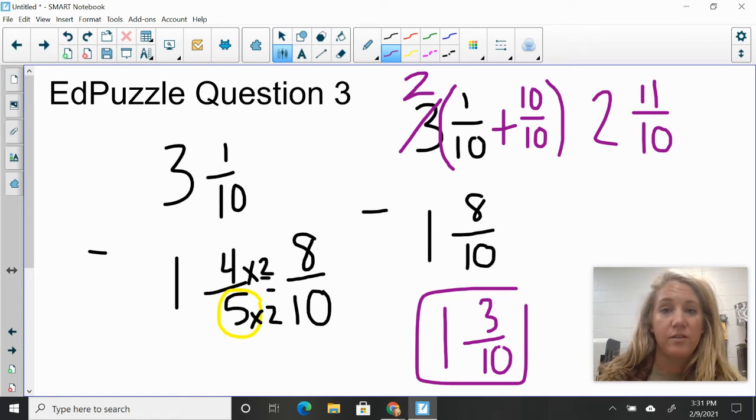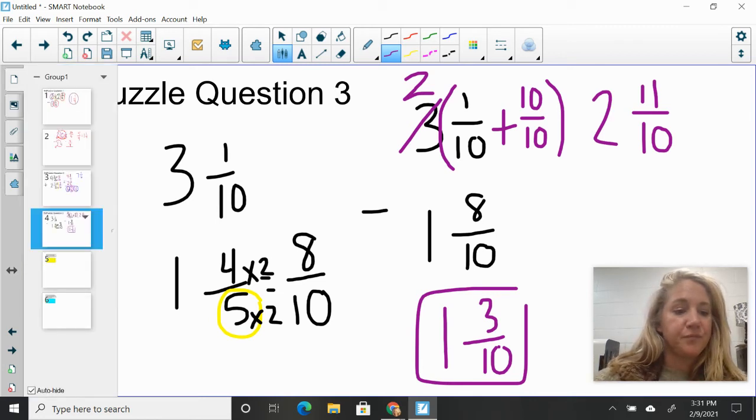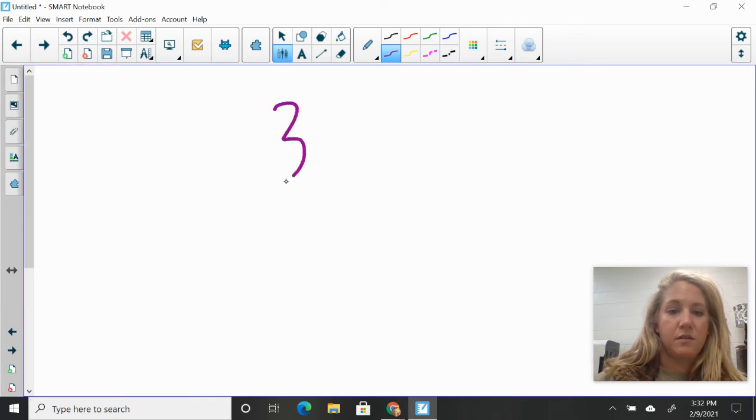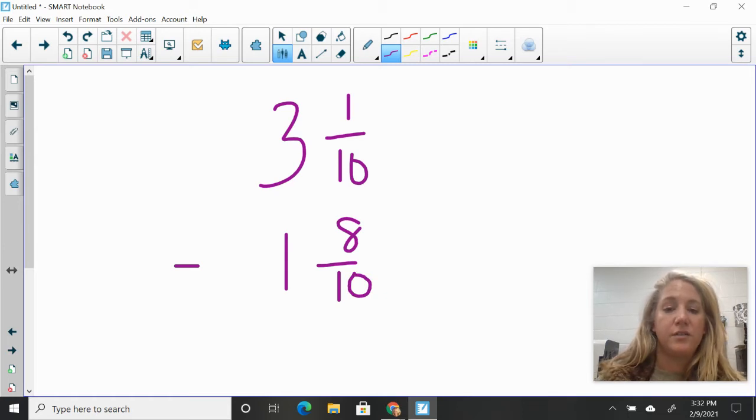Okay. Another way that you can do this is, when you are subtracting mixed numbers and you don't have enough on the top to subtract, another option is to convert both of your mixed numbers into improper fractions. And so let me add a new page. All right, we had 3 and 1/10 minus 1 and 8/10. So as soon as I realize that I don't have enough up here at the top, I can convert both of these mixed numbers into improper fractions.